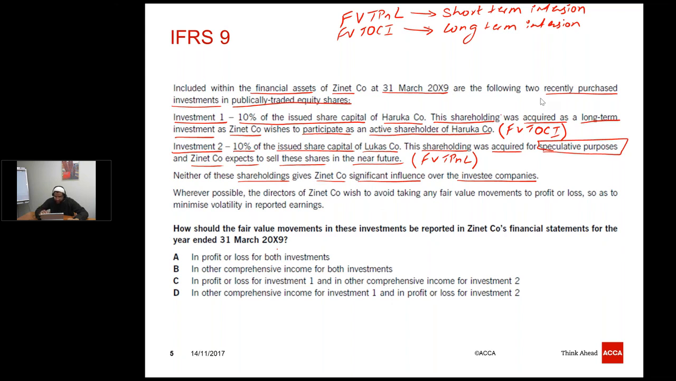Yes, Harsh, because we have purchased it, that's why it's an asset. Wherever possible, the directors of Zynet wish to avoid taking any fair value movement to profit and loss so as to minimize volatility in reporting earnings. So they want to avoid the fair value through P&L. So yes, they can do that for investment 2, but cannot for investment 1, because whenever the intention is long term, we have to classify them in the OCI category.